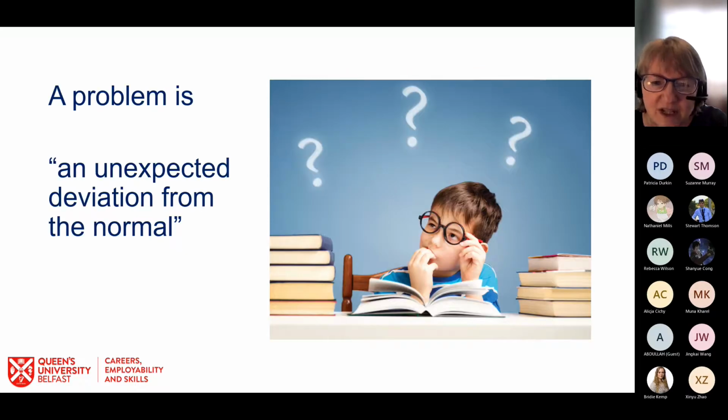So the definition that I will use today is: a problem is an unexpected deviation from the normal. And the important thing here is that we need to know what the norm is. And we'll look at some examples of that later. And then we need to decide if indeed that deviation is a problem. It could be a great thing and not a problem, okay? But you obviously have to start from somewhere.